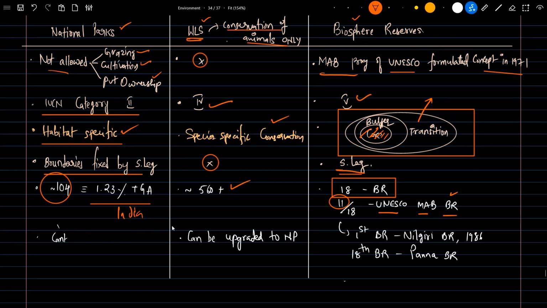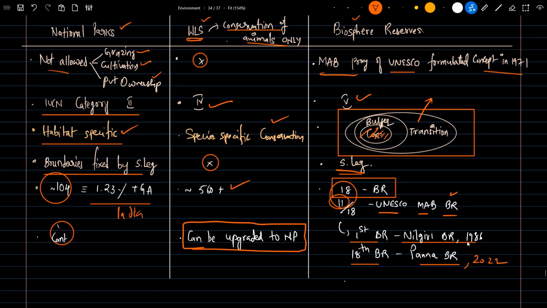Next, a wildlife sanctuary can be upgraded to a national park, but rivers can't be. So here, out of 11, the first biosphere reserve that India declared is Nilgiri Biosphere Reserve in 1986, and the 18th biosphere reserve that was added was Panna Biosphere Reserve, which is present in Madhya Pradesh. It was added in 2022.